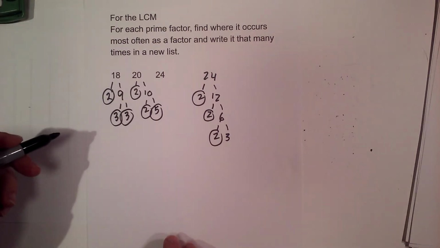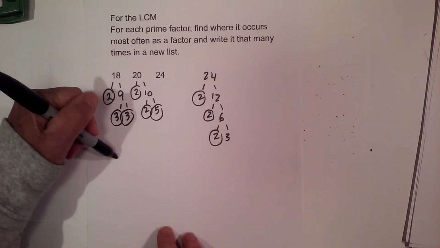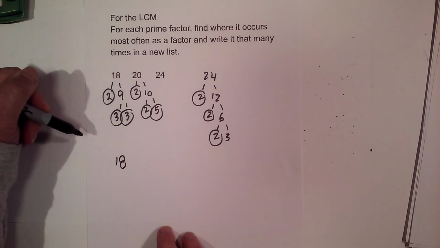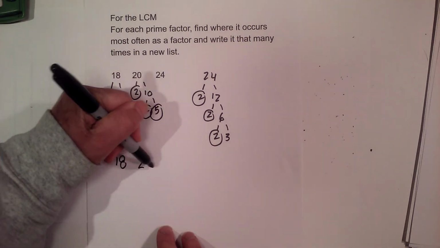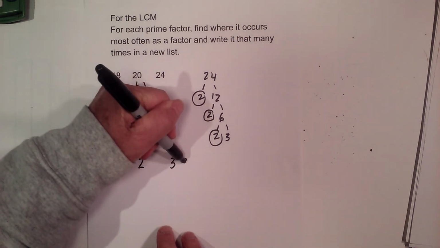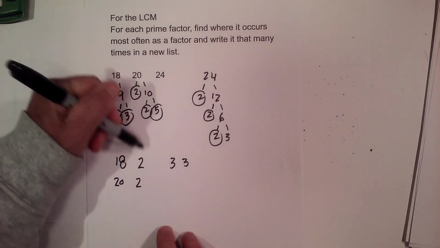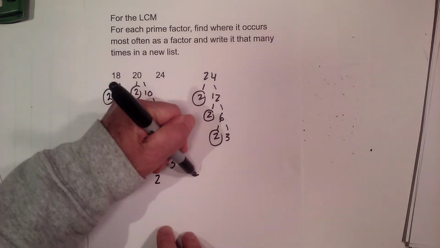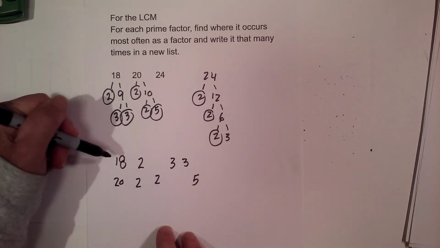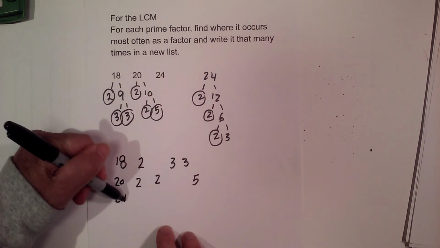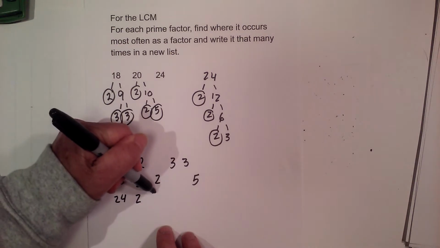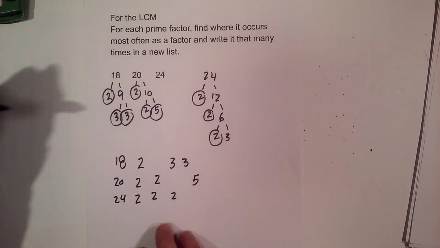Now what I do is I create a chart just to organize the numbers. So I'm going to write 2, 3, 3. And then for 20, we have 2, 2. And I'm going to skip the 3's, and I'll explain why in just a second. And then for 24, we have 2, 2, 2.